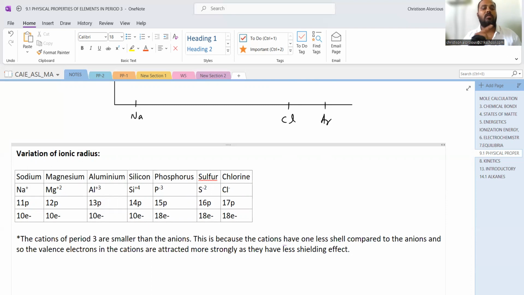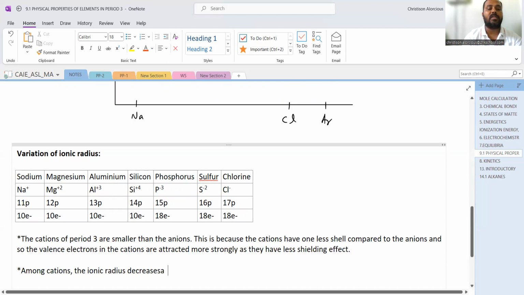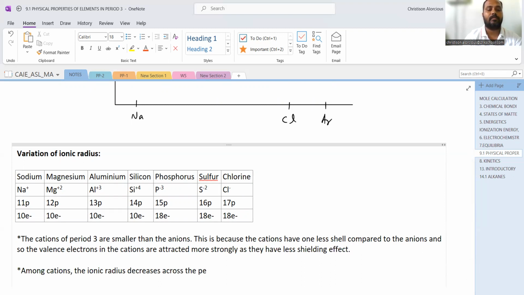The valence shell for the anions is the third shell, so there are two inner shells shielding it, while the valence shell for the cations is the second shell, so there's basically one inner shell shielding it. So that is one. Now, among anions or among cations, let's start with cations first. Among cations, the ionic radius decreases across the period.